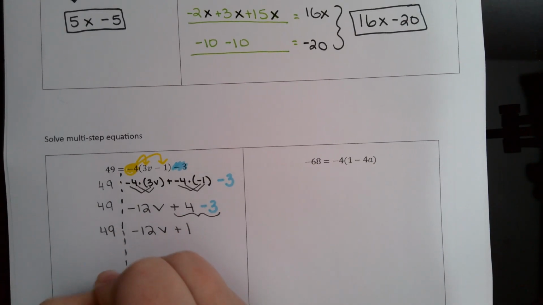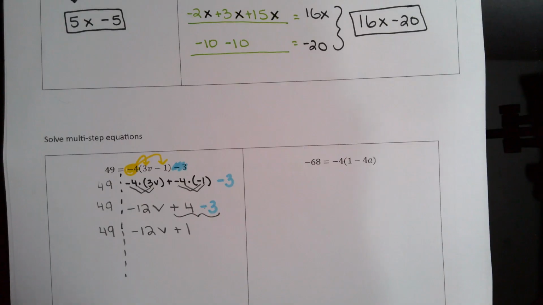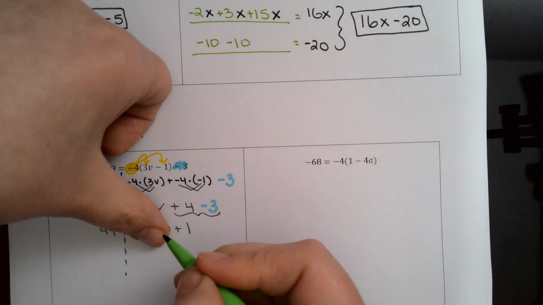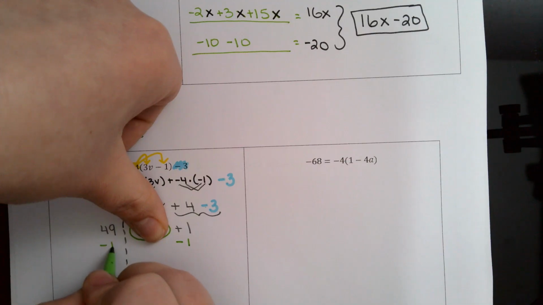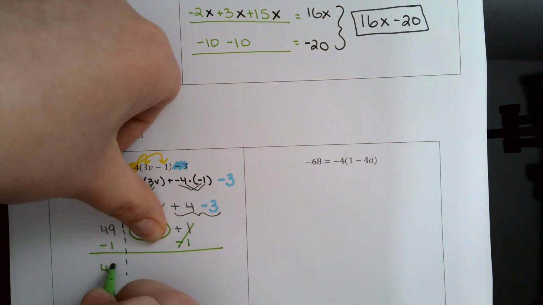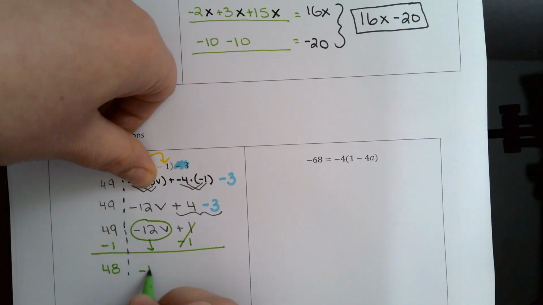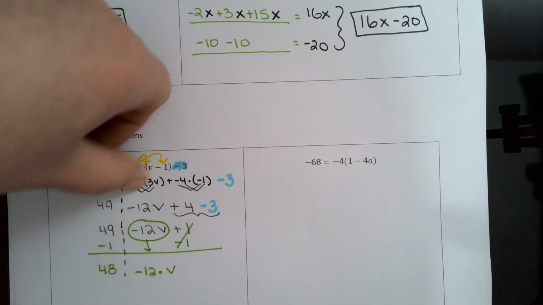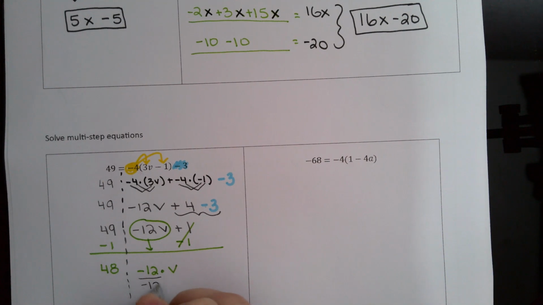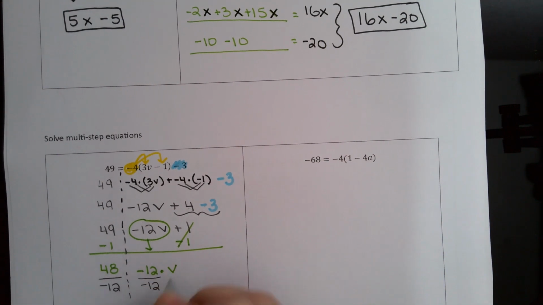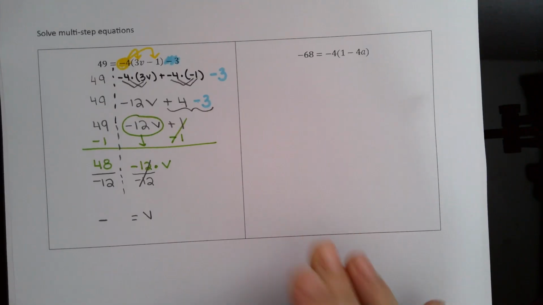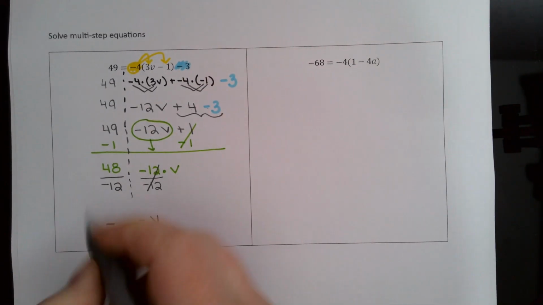And now we're again solving equations. So I'm going to circle this -12b. I'm going to cover it. I'm going to subtract 1, subtract 1. Here, 49 take away 1, that's 48. Bring down the -12 times b. Divide by -12, divide by -12. Same or different? Different. 48 divided by 12 is 4.